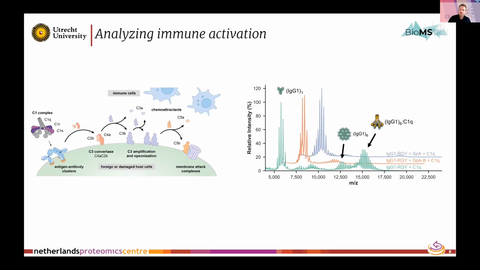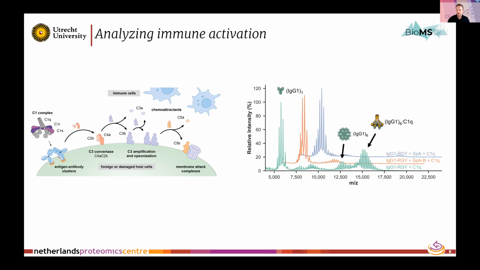Next, we used native MS to study SPA in the formation of complement activation complexes. The complement system is a proteolytic cascade that is activated when IgG forms clusters, or hexamers specifically, on antigenic surfaces. To these hexameric platforms, the complement recognition complex C1q can bind to activate the complement cascade and eventually promote the clearance of pathogenic material. For these experiments, we use a mutant IgG1 that already forms these hexamers in solution, called the IgG RGY mutant.